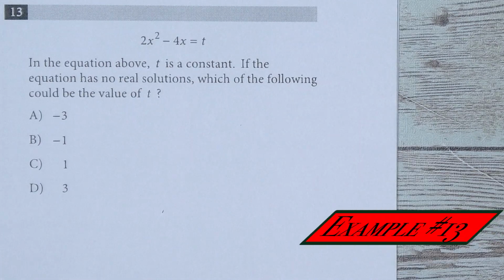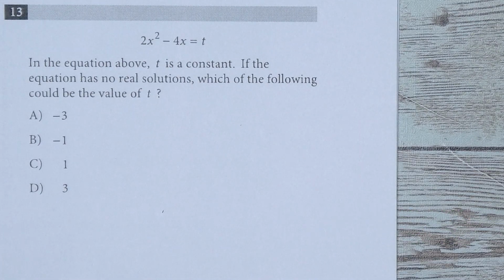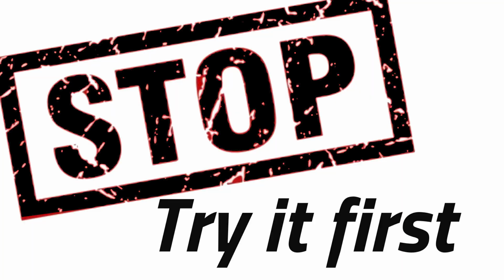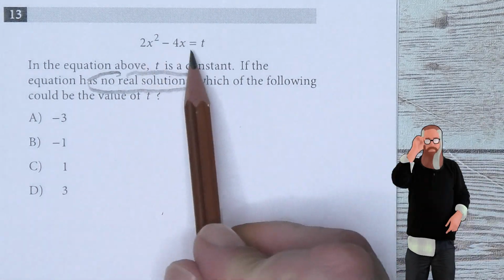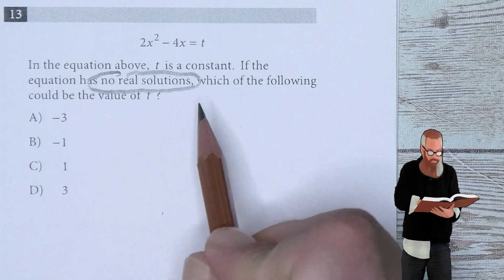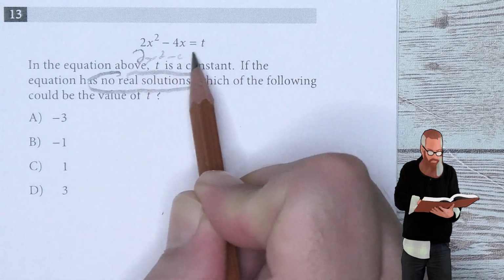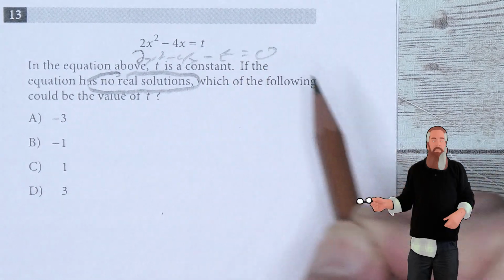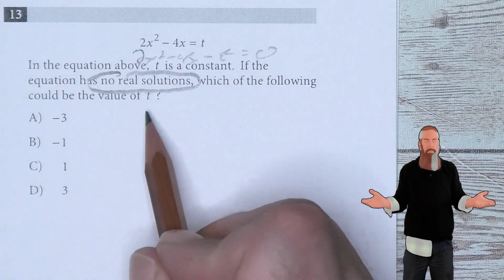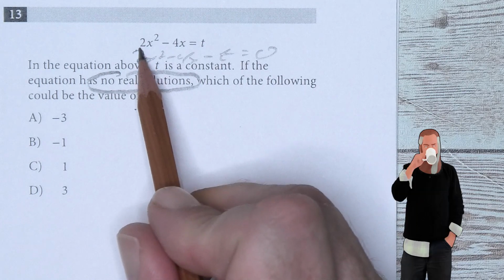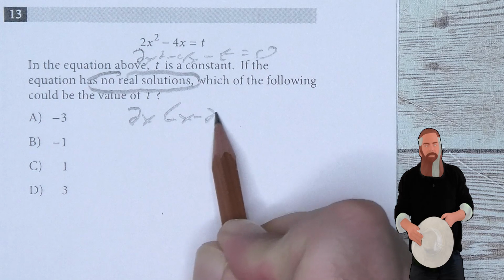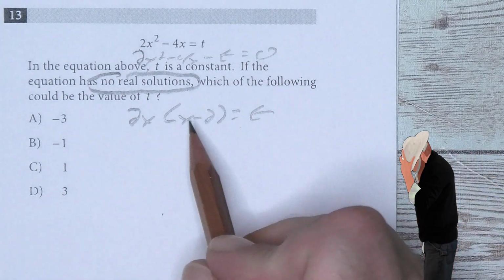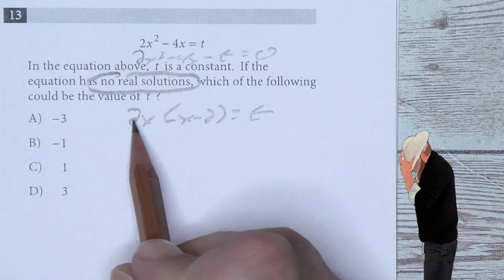In the equation above, t is a constant. If the equation has no real solutions, which of the following could be a value for t? So the key here is no real solutions. We're going to take all of this, put it on the same side of the equal sign, giving us 2x squared minus 4x minus t equals 0. Let's scratch that and try another way. Let's say if I factor out a 2x from both of these, that would give me 2x times x minus 2 is equal to t. And I don't feel like I'm getting anywhere yet. Let's go ahead and back out of that.